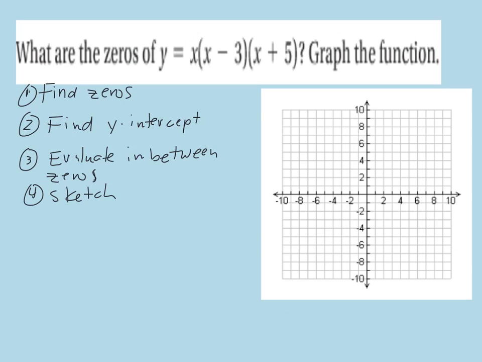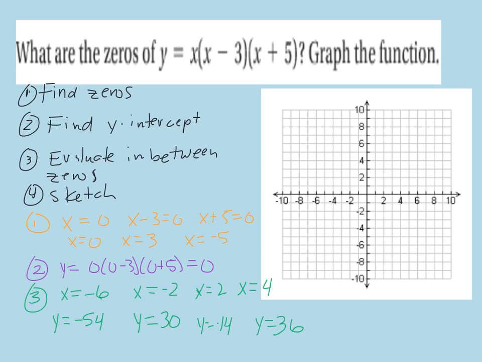So this next one I want you to try to attempt yourself. Your first step is to find the zeros. Second, find the y-intercept. Third, evaluate in between the zeros, and then sketch it. So I have all my information here. First, I'm going to plot my zeros. So x equals 0, x equals 3, x equals -5.